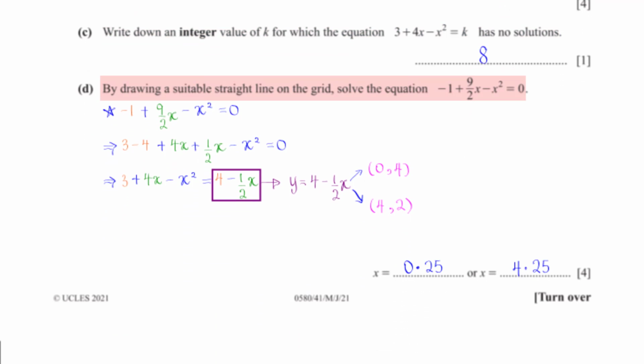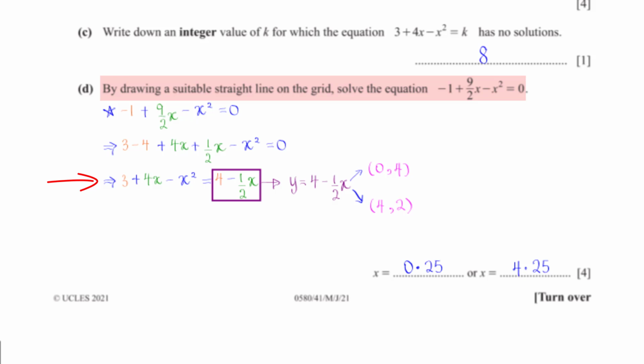By drawing a suitable straight line on the grid, solve the equation negative 1 plus 9 over 2x minus x squared equals 0. To determine the straight line we need to draw on the grid, let's rewrite this equation by first extracting the equation of the curve on one side of the equation. And so we can rewrite this equation as 3 minus 4 plus 4x plus half x minus x squared equals 0. And so when we maintain the equation of the curve 3 plus 4x minus x squared on one side of the equation, we have 4 minus half x on the other side of the equation.